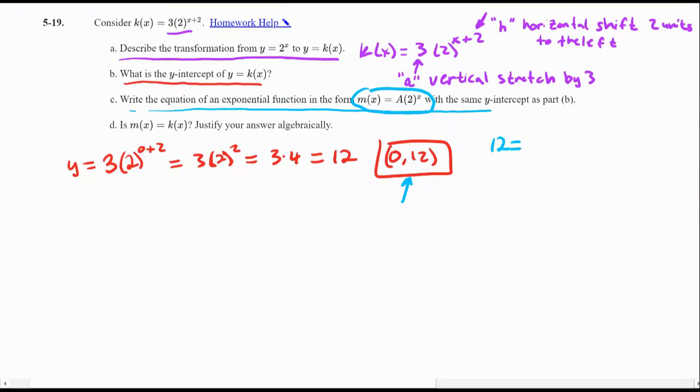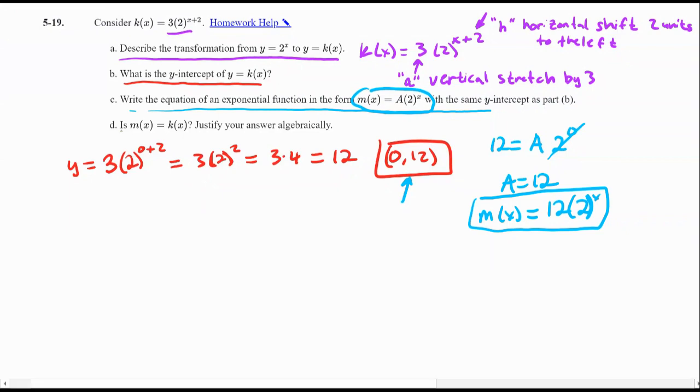So we have 12 equals, we don't know a yet, times 2 to the power of 0. And this one's nice and easy because anything to the power of 0 is just 1. So my a value is equal to 12. So my equation for m of x is just 12 times 2 to the power of x. Sorry, a little messy there.